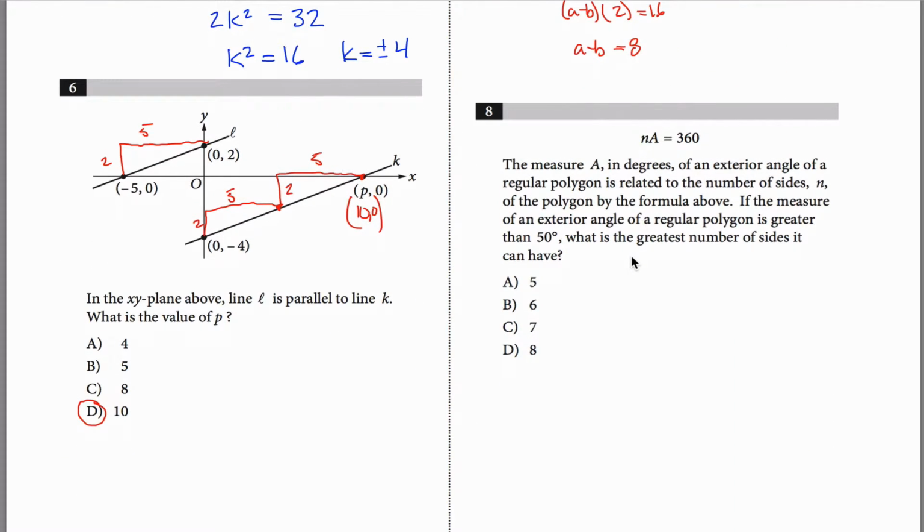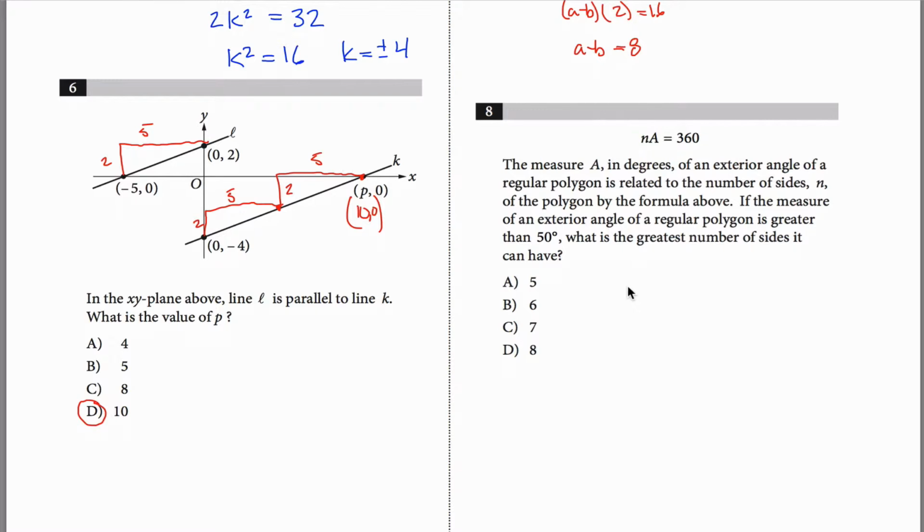Number 8, the measure a in degrees of an exterior angle of a regular polygon. Okay, so if you know what an exterior angle of a regular polygon is, I suppose you have a chance. Turns out that there's a formula for it. But are you really going to memorize all the different formulas about interior and exterior angles of polygons? I mean, I don't know.